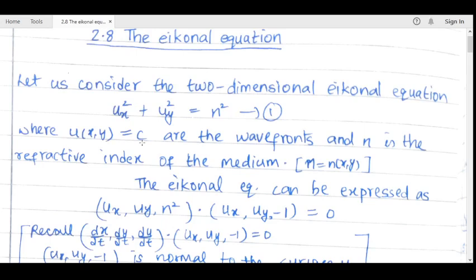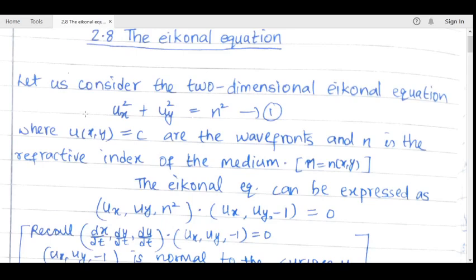Here u of x, y equal to c are the wavefronts and n is the refractive index of the medium. So n can be a function of x and y. This equation has many physical applications, so it is important to solve this PDE.